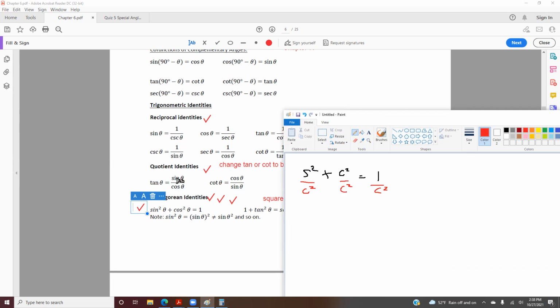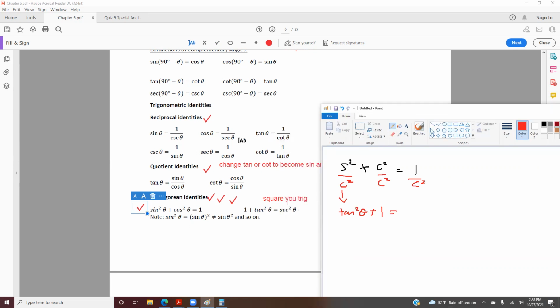So sine over cosine, you will get tangent square. Cosine over cosine is 1. And 1 over cosine is secant square. So you get this formula, 1 plus tangent square equals secant square. So this is what happens when you divide this by cosine square.